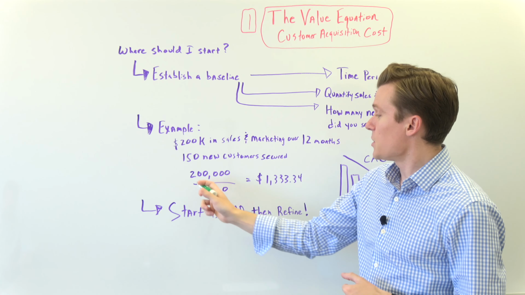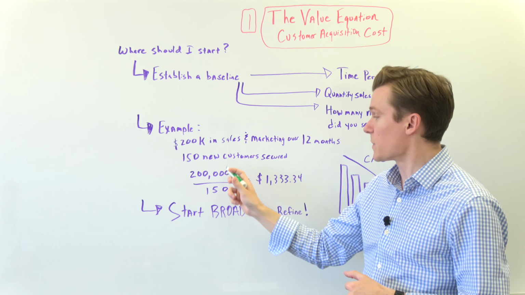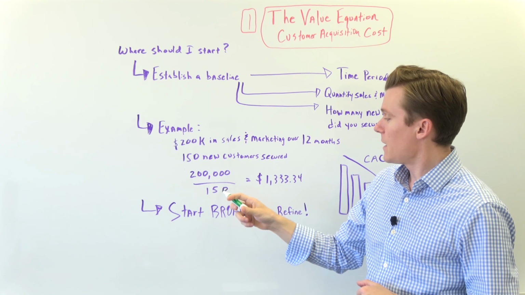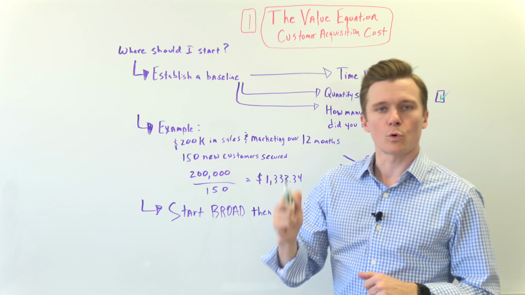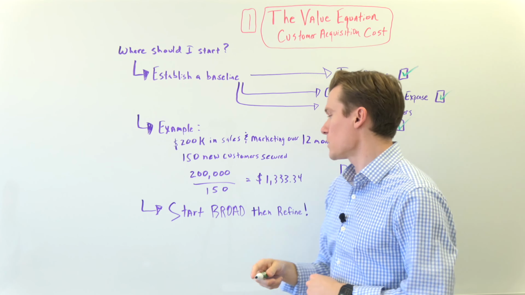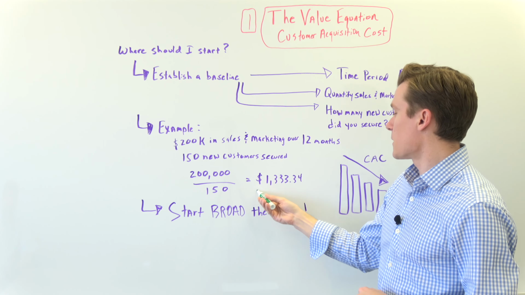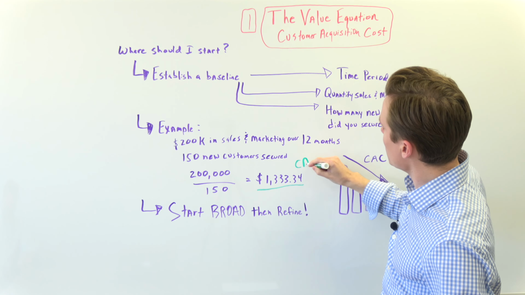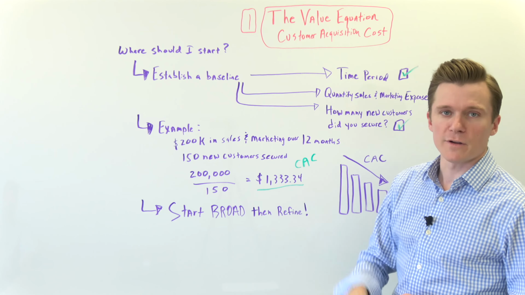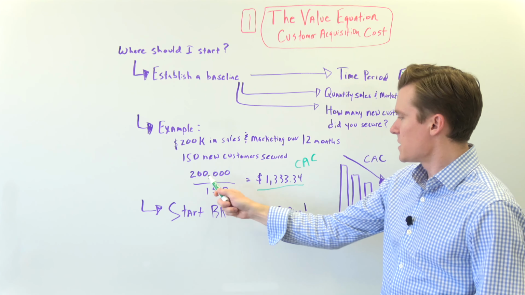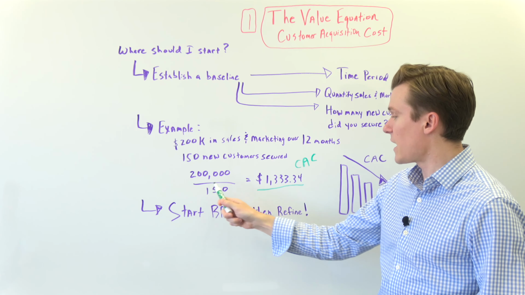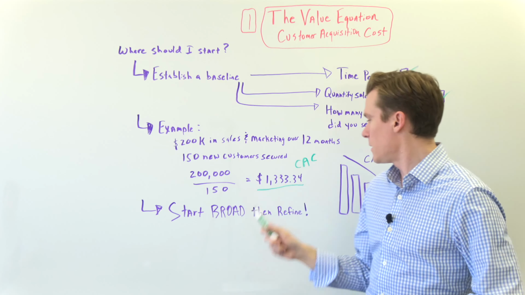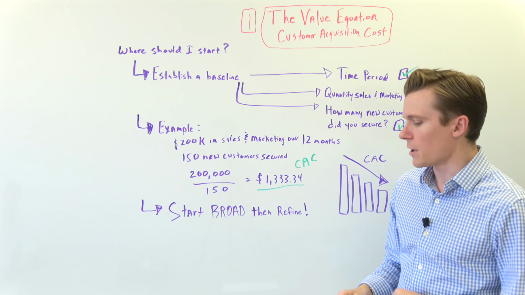In this case, you take your customer acquisition cost, your total invested money in sales and marketing, and you divide it by the brand new customer count that you've established. And in this case, their customer acquisition cost is $1,333.34. So just to recap, sales and marketing expense divided by the total new customers secured during that same time period, and you get your customer acquisition cost.